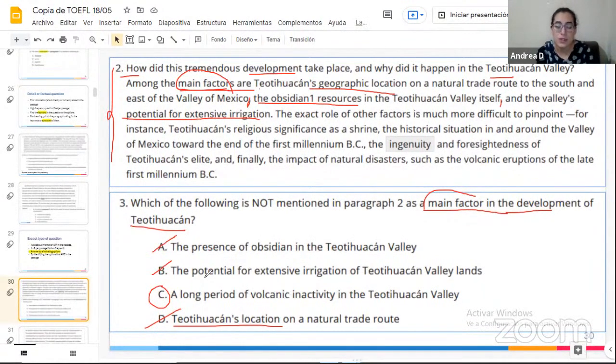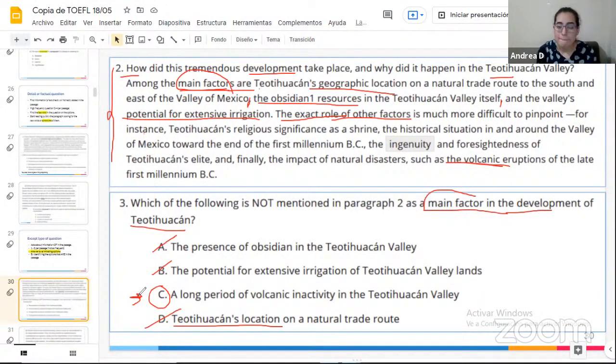Now, I know that looks too easy, but some people get mixed up here. You know what some people will do? They will go and continue reading, forgetting about the keywords and everything. So they would read the entire paragraph and they would say, okay, the exact role of other factors, like the ingenuity, foresight, volcanic eruptions. So they will continue reading the entire paragraph and they would be like, okay, but I think they're mentioning something about a volcanic thing here. So I'm not completely sure that C is the answer. And they're gonna freak out because they think that everything's there. So that's what you don't have to do, guys.